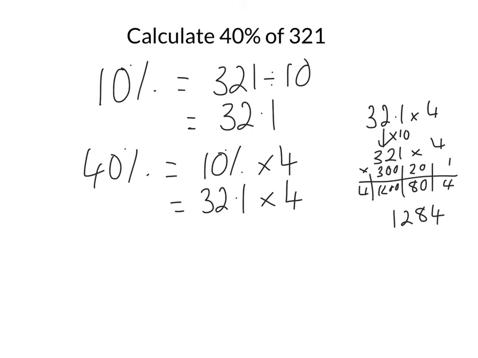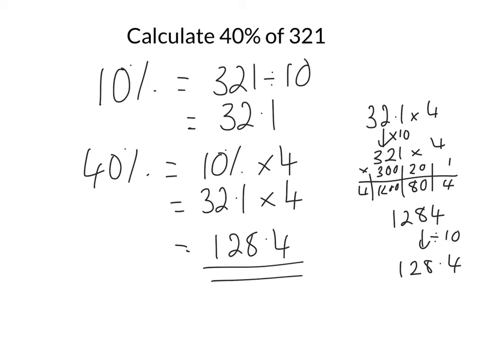That, however, is not the correct answer. As we multiplied by 10 here, we need to balance out that multiplying by 10 with a dividing by 10 to make sure the sum is in balance. So this would be 128.4. Therefore, the correct answer to 40% of 321 is 128.4.